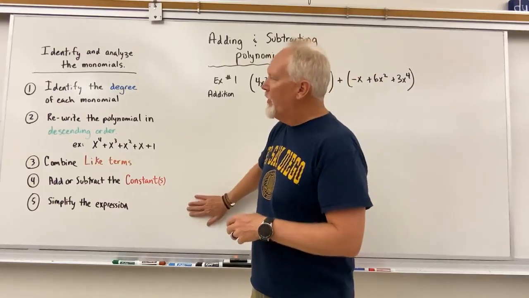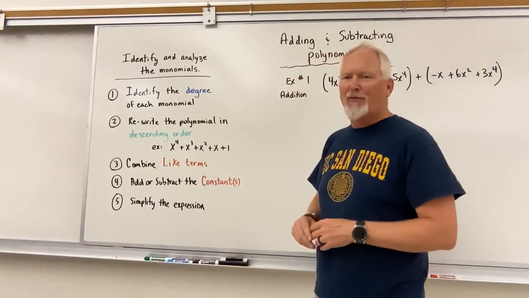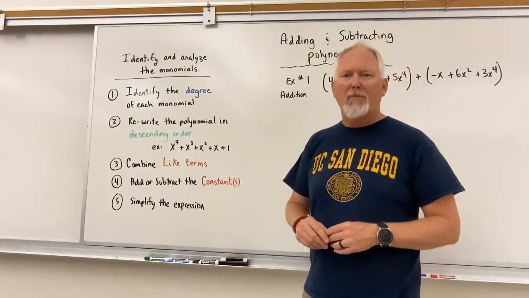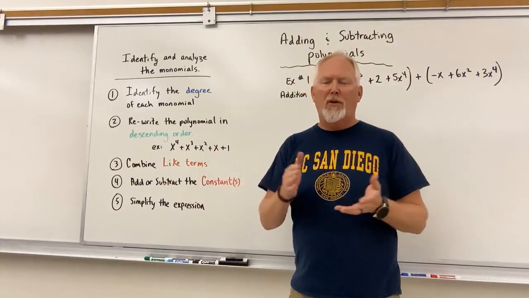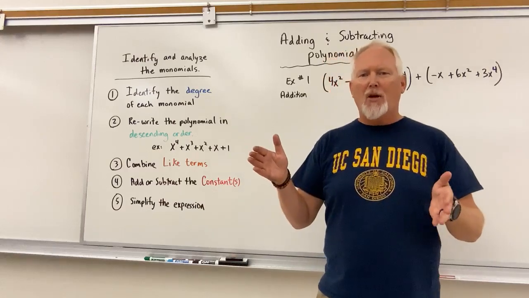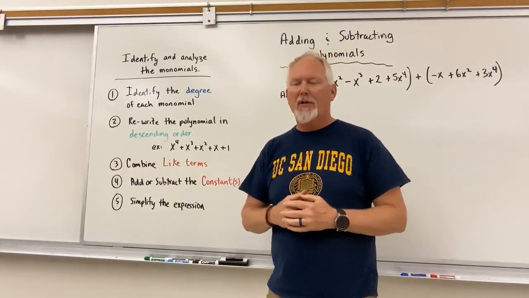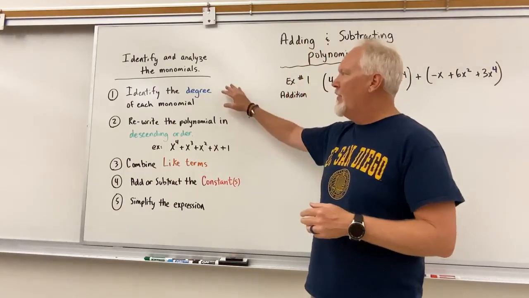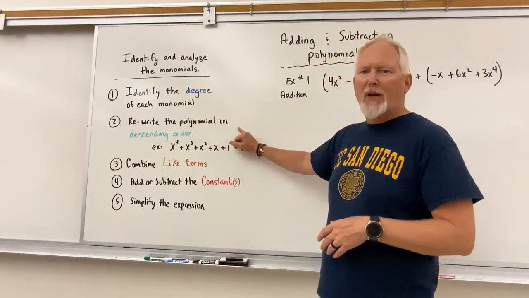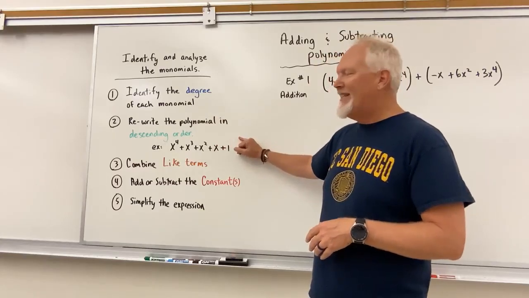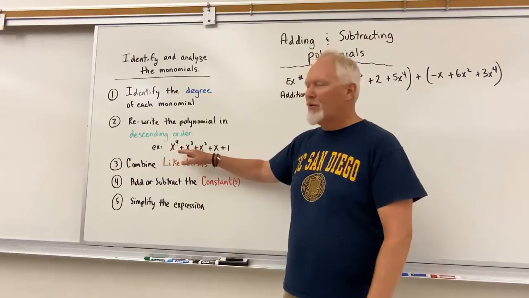So let's look at a couple of things we want to do first, and that is we want to identify the degree of each monomial, all right? So if we're looking at a polynomial, whether it's a trinomial or binomial or whatever, or quadnomial, 4 and 5, then what we want to be able to do is identify each degree. So that's going to help us as we sort through them. We're going to rewrite the polynomial in descending order. So this will help us gather like terms and so forth.